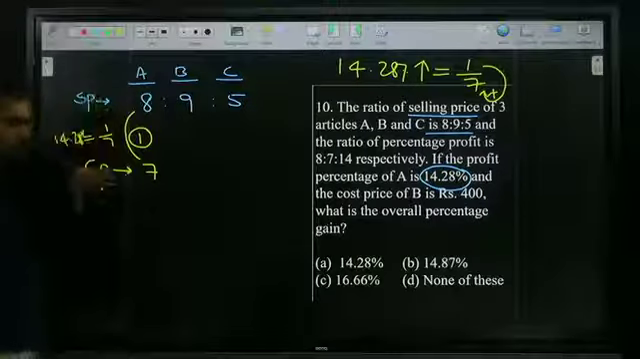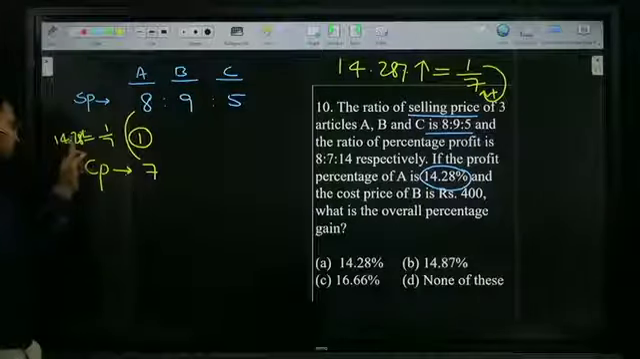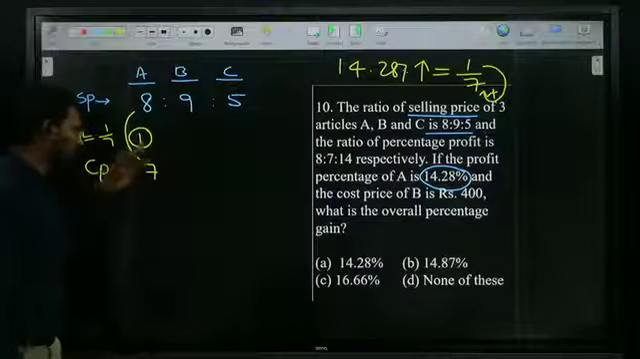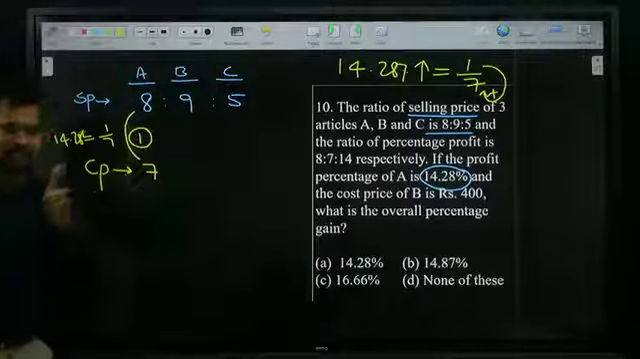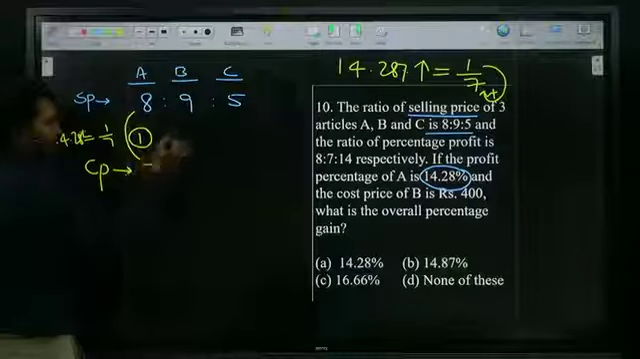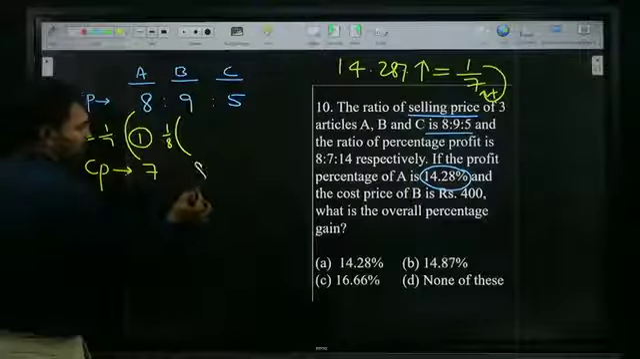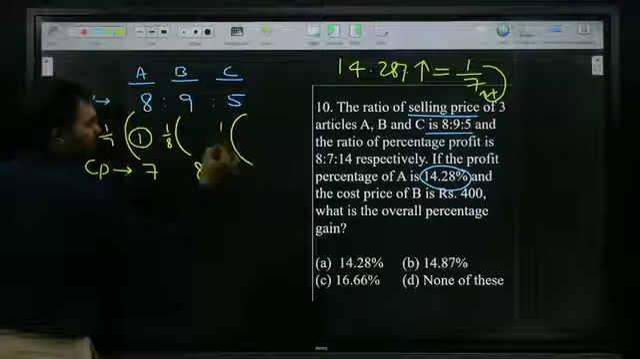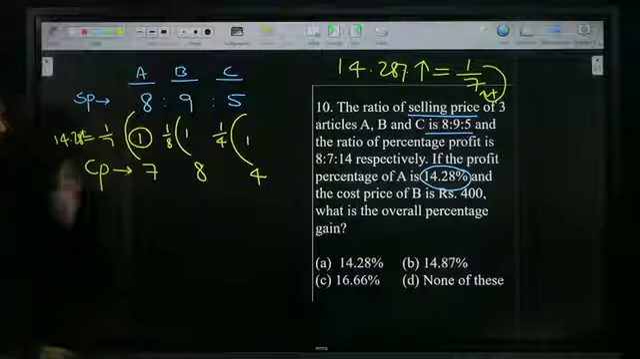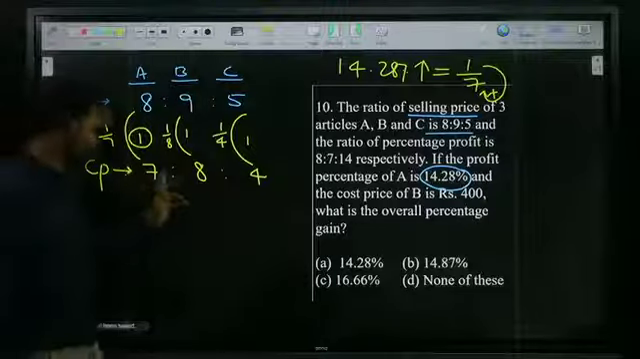Have you understood this? Here the selling price is 8 with 14.28 percent profit, which is 1 by 7: 7 parts is cost price, 1 part is profit, 8 parts is selling price. For 8, it goes 1 by 8 times, which is 7. Here 9 is there, it goes 1 by 8 times, which is 8. Here 5 is there, it goes 1 by 4 times, which is 4. So profit is everywhere 1. This is the ratio proportion. Therefore the cost prices ratio is 7 is to 8 is to 4.